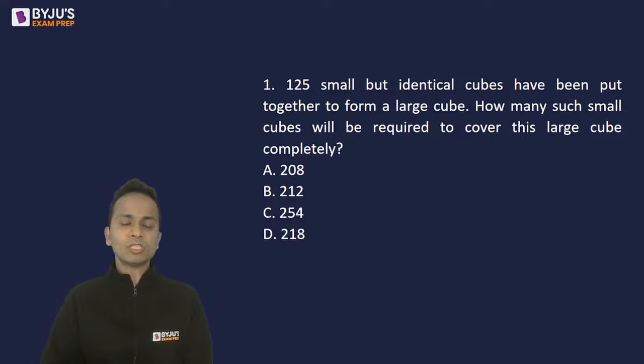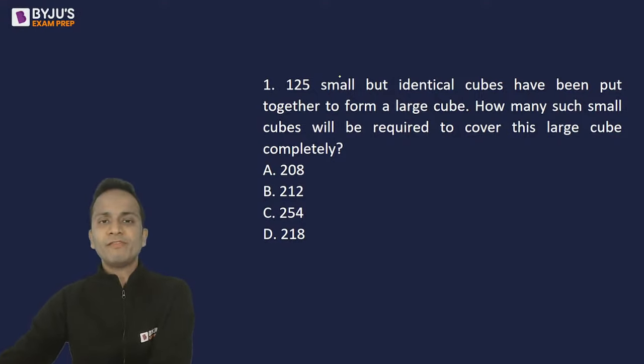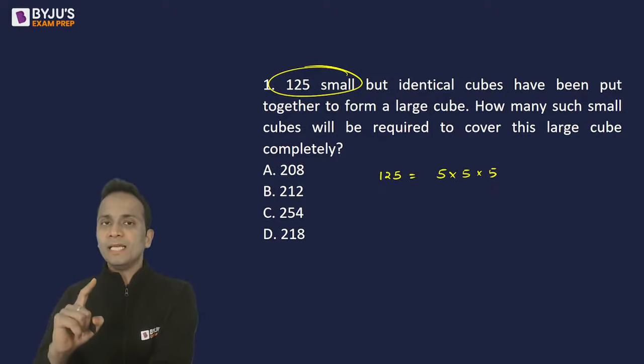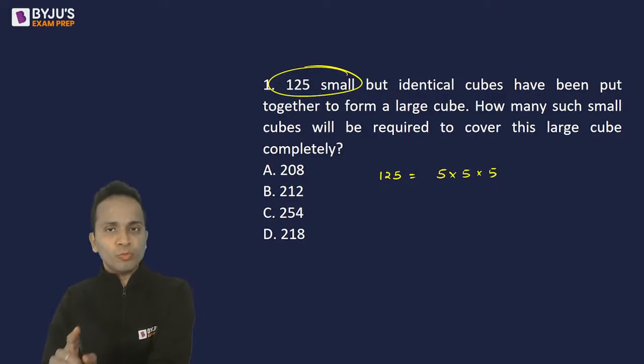So let's figure it out. Now we have 125 small and identical cubes. We have to put them together to form a large cube. Since 125 can be written as 5 into 5 into 5, 125 is the cube of 5. So if we put together these 125 small and identical cubes to form a bigger cube, then the length of the side of this larger cube will be equal to 5.